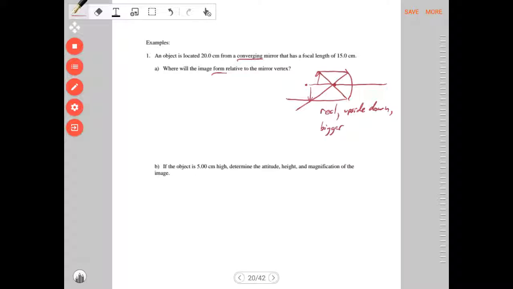That's really asking for di. So 1 over f equals 1 over do plus 1 over di. The focal length f on this mirror is on the correct side, where the light rays actually go through it, so that's positive: 1 over 15.0 centimeters. The object is always in front of the mirror, so that's positive 20.0 centimeters, plus 1 over di.